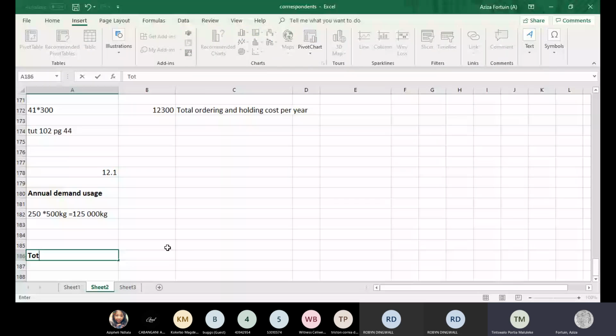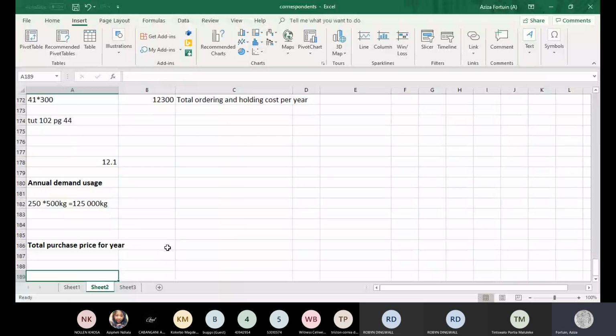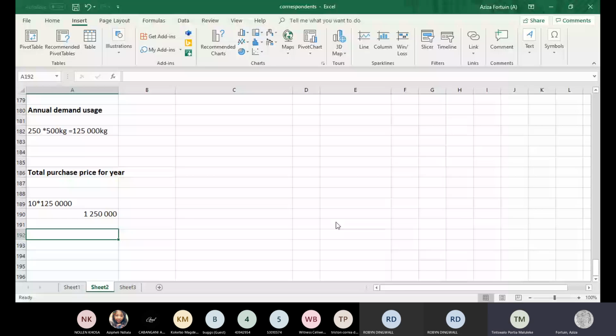So now we need to calculate our total purchase price for the year. Who wants to go for this one? Our total purchase price for the year: purchase price per kg, 10 Rand, multiplied by the annual usage, equals 1,250,000. Can you see how number one depends on number two and number three? So now I want you to calculate the economic order quantity. That should be super easy. Just put your answer in the chat if you're done.